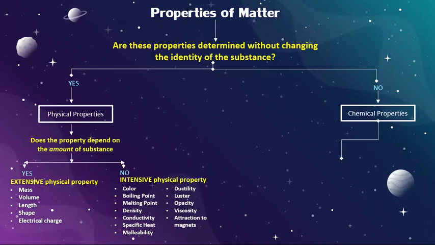It doesn't matter if you have a gallon of water, a liter of water, 20 liters of water, a teaspoon of water. It doesn't matter. Whatever that volume of water is, it's always going to boil at 100 degrees Celsius. So intensive physical properties have a constant value that does not change based on the amount of the substance.